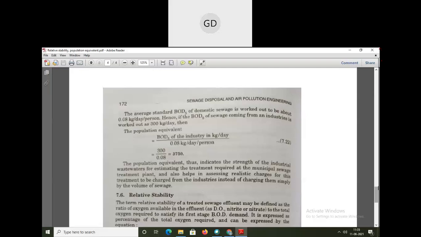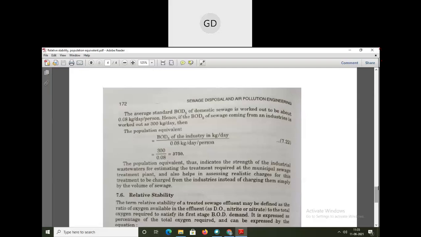So if you have to find the BOD of sewage coming from the industries, say 300 kg per day, then you just put it in the formula: the BOD of the industry in kg per day divided by 0.08 kg per day per person gives your population equivalent. If it is 300, you put 300 divided by 0.08. The 0.08 is the fixed value in the formula.